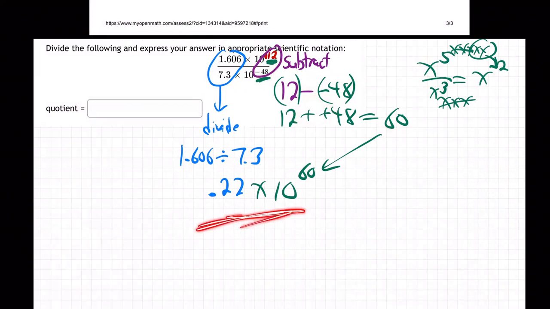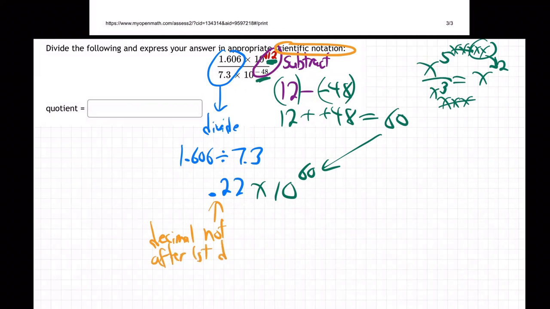Okay, now this is not our final answer. Why not? Because they asked us to get the answer in scientific notation. The decimal is not after the first digit. Remember, in scientific notation, you've got to have the decimal after the first digit. You can't have it in the very front. So you've got to fix that. Okay, so what am I going to do? Well, I'm going to fix it. I'm going to move it one place to the right.